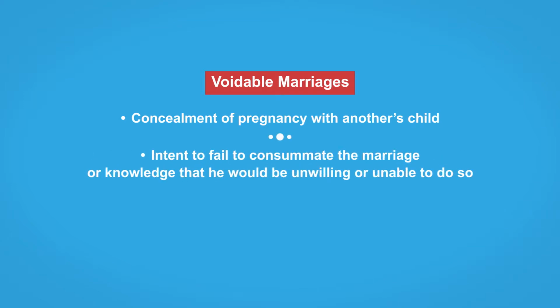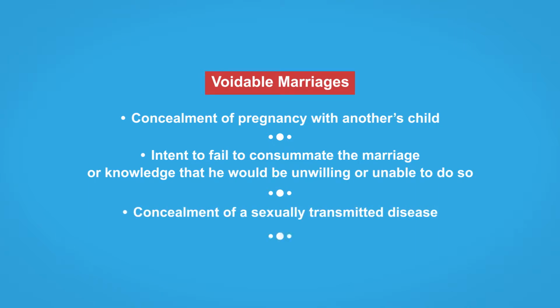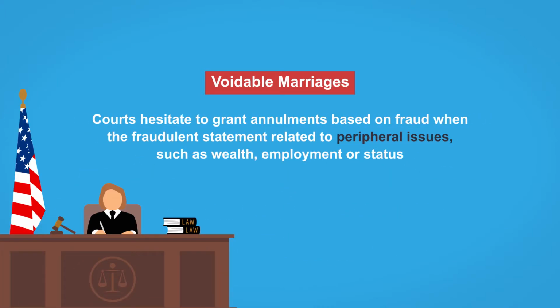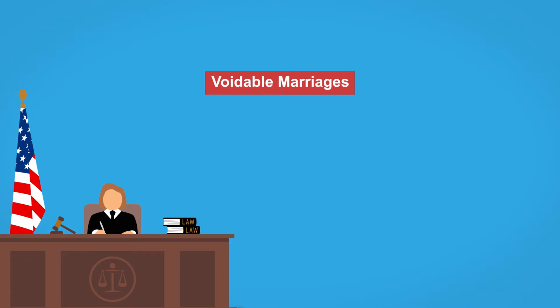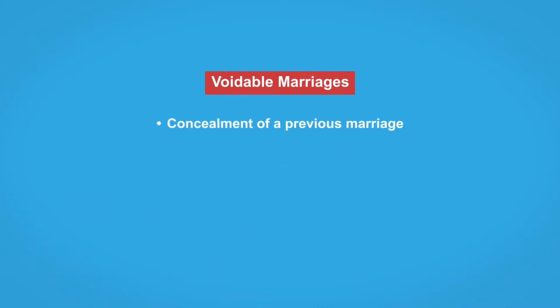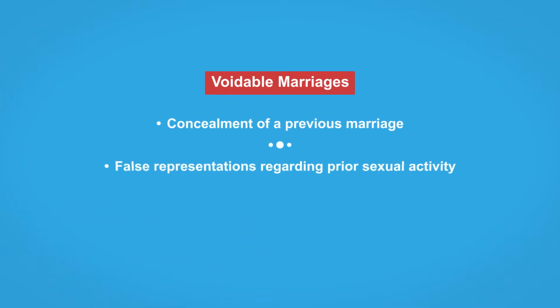Other examples of grounds to void a marriage may include concealment of pregnancy with another's child, intent to fail to consummate the marriage or knowledge that he would be unwilling or unable to do so, concealment of a sexually transmitted disease, and false representations regarding religious beliefs. Courts hesitate to grant annulments based on fraud when the fraudulent statement related to peripheral issues such as wealth, employment, or status. Other false statements that do not generally rise to the level of annulment because they are not considered to regard the essence of the marriage include concealment of a previous marriage, false representations regarding prior sexual activity, and concealment of alcoholism.